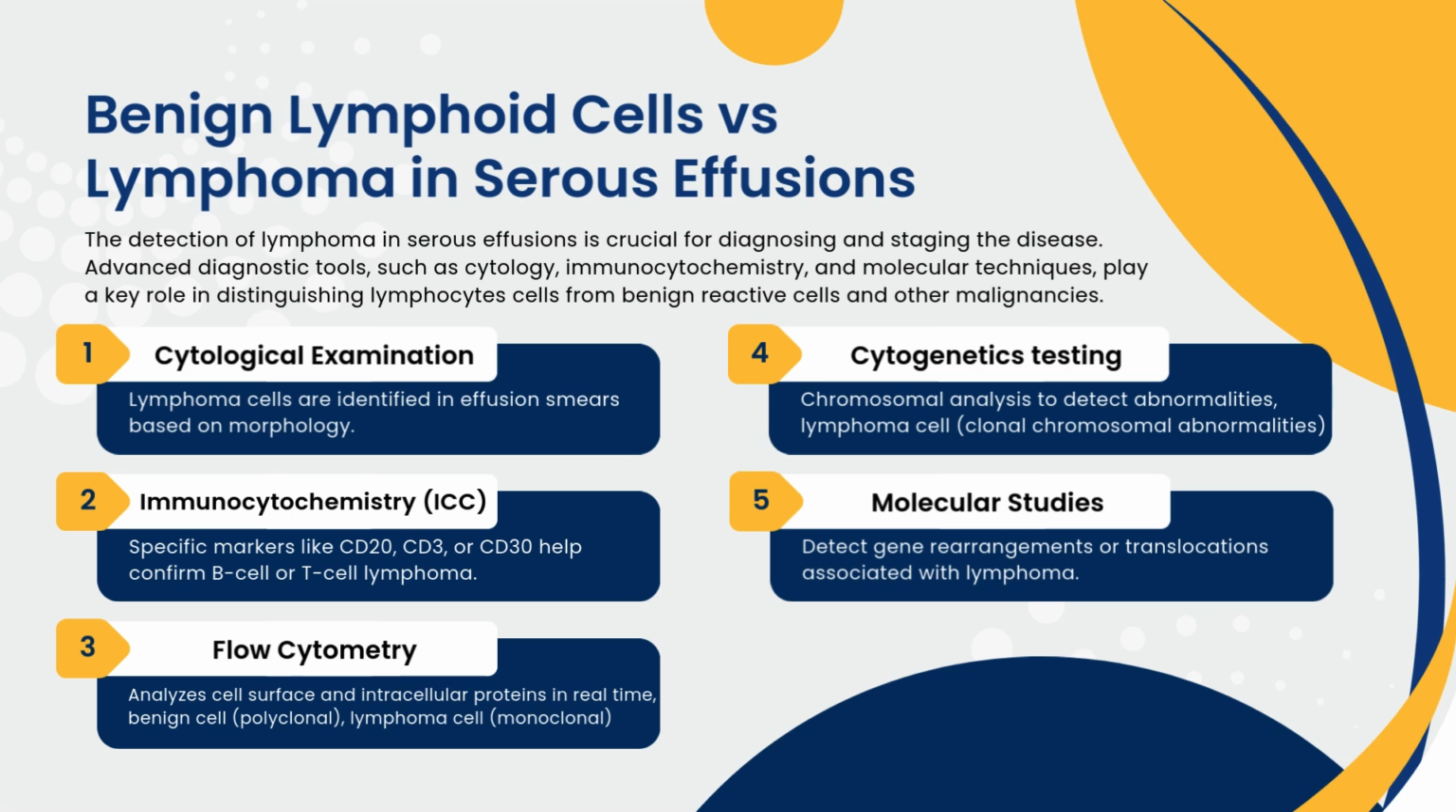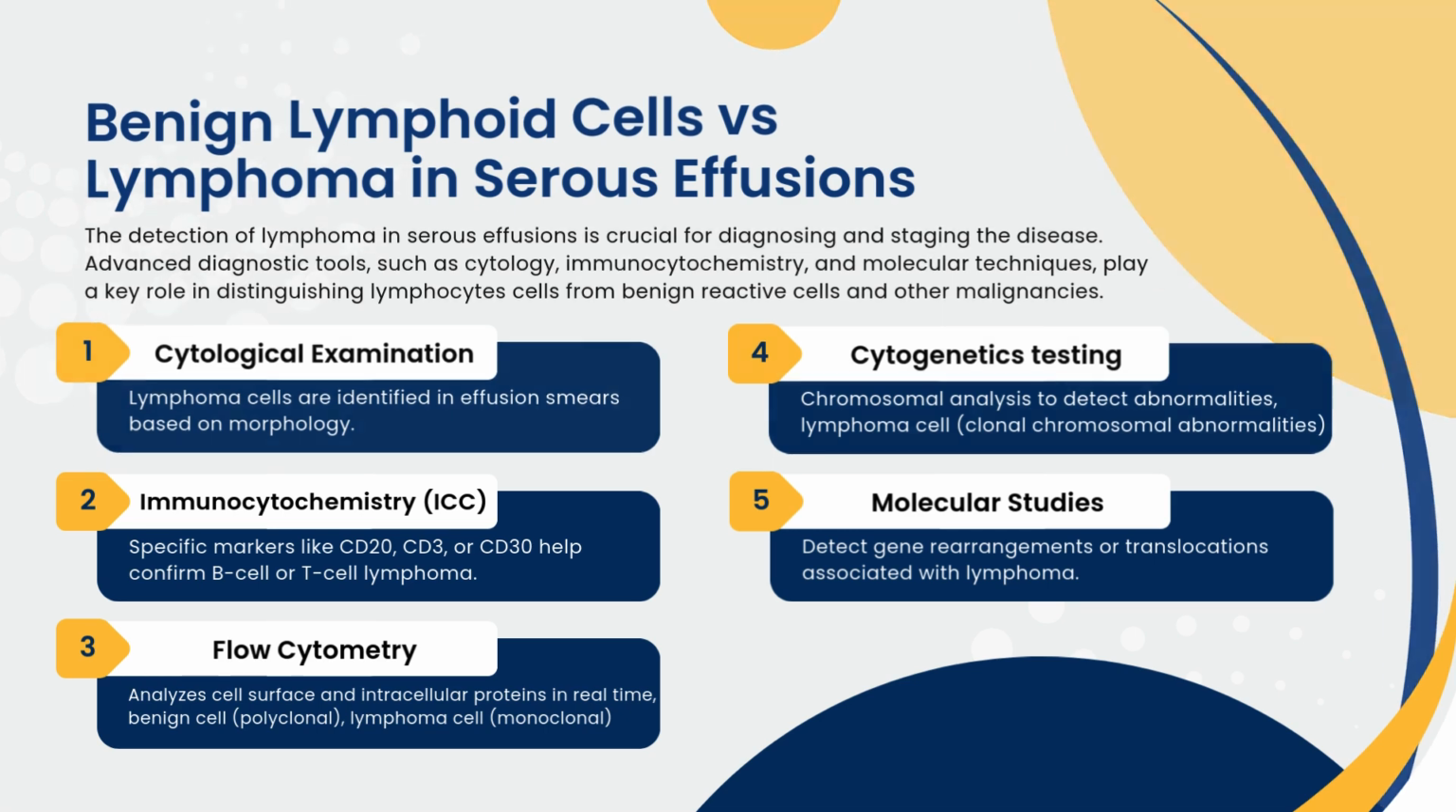Then flow cytometry allows real-time analysis of cell surface and intracellular proteins. This technique distinguishes between benign polyclonal cells and malignant monoclonal lymphoma cells. We also utilize cytogenetics testing, which involves chromosomal analysis to detect abnormalities, such as clonal chromosomal changes indicative of lymphoma. Finally, molecular studies focus on identifying gene rearrangements or translocations, which are genetic markers associated with lymphoma. Together, these advanced diagnostic tools provide a comprehensive approach to accurately identify and differentiate between reactive benign cells and malignant lymphoma cells.